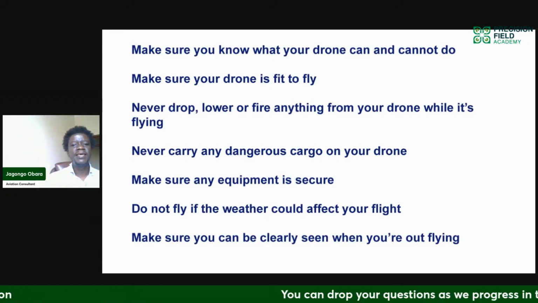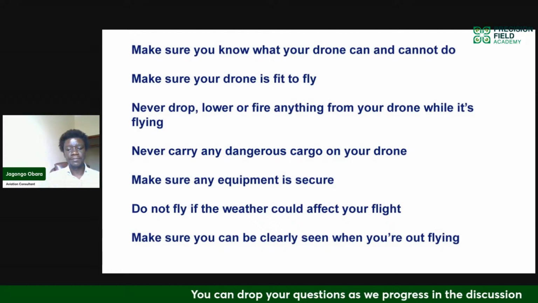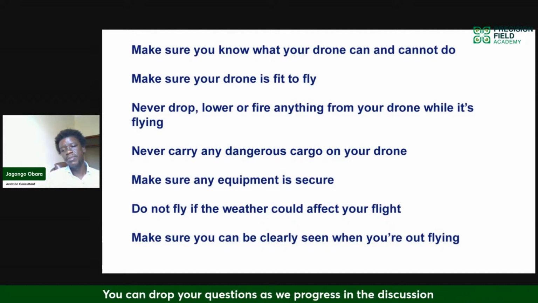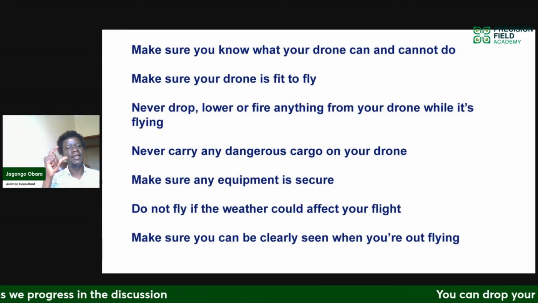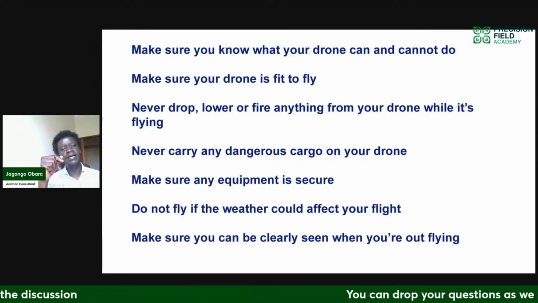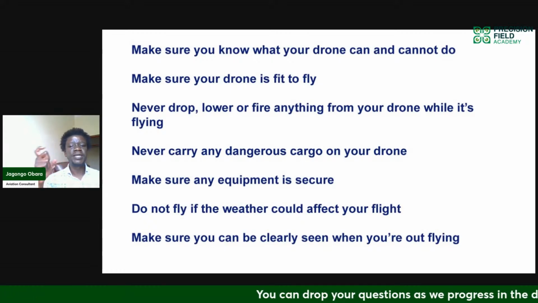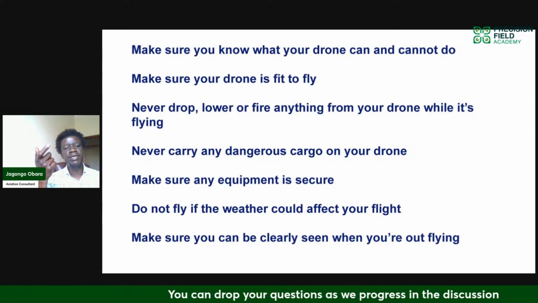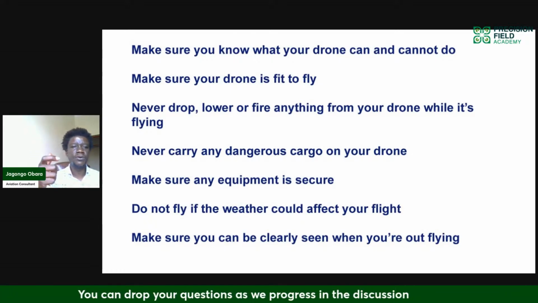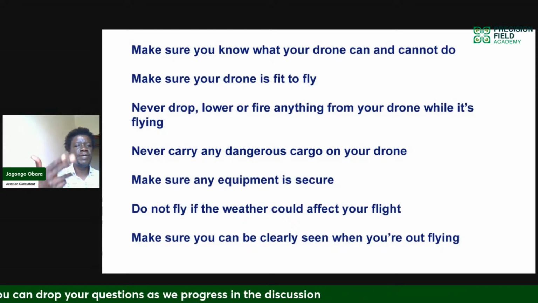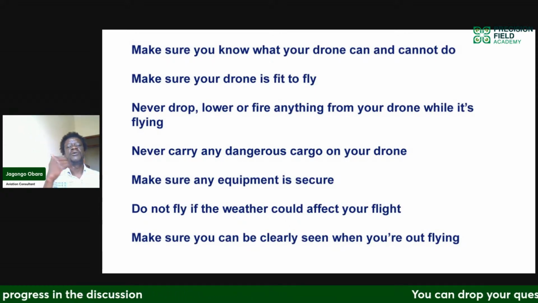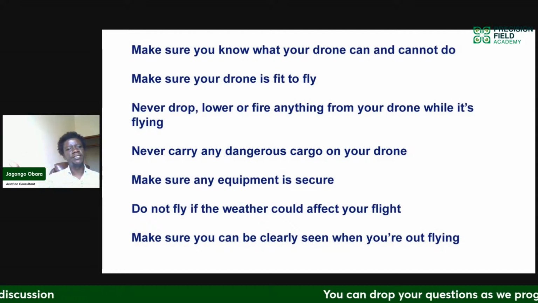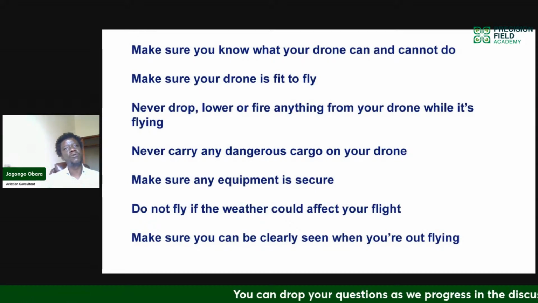And do not fly if the weather could affect your flight. So, for instance, weather could be rain, and we know that most of these aircrafts have a limited ingress protection. Ingress protection is the IP rating of the drone. There are some IP ratings which are high. There are some certain IP ratings which are low. So it just depends on the manufacturer specifications and what your drone can do.